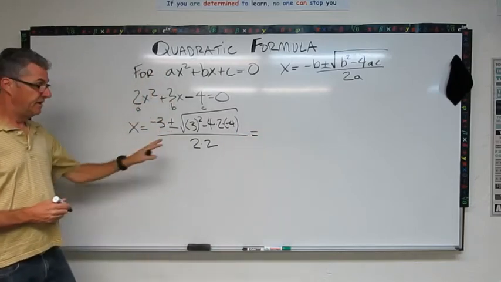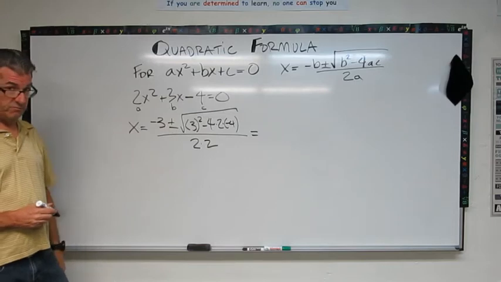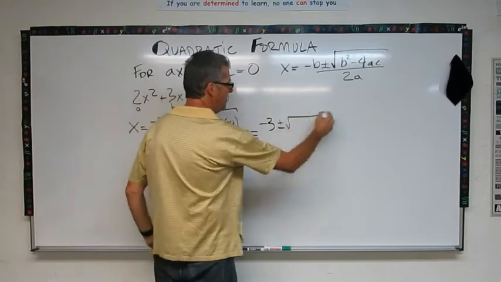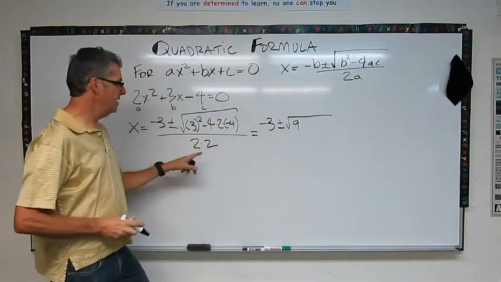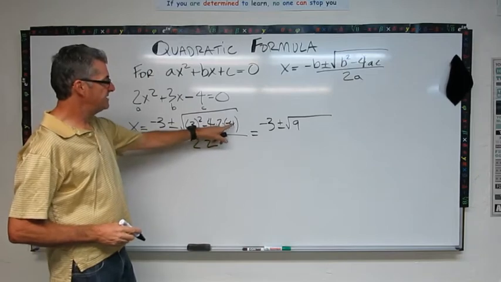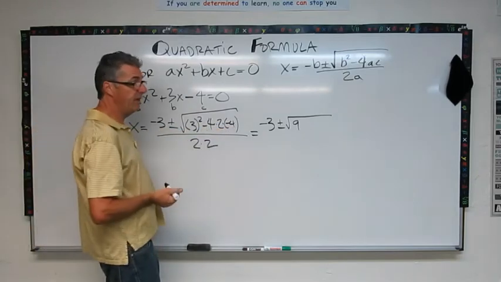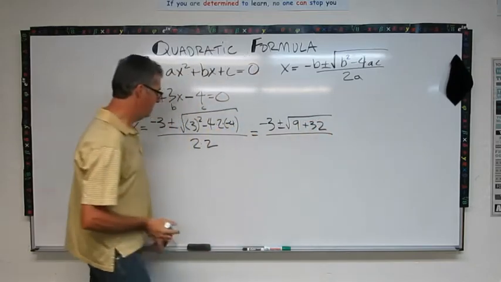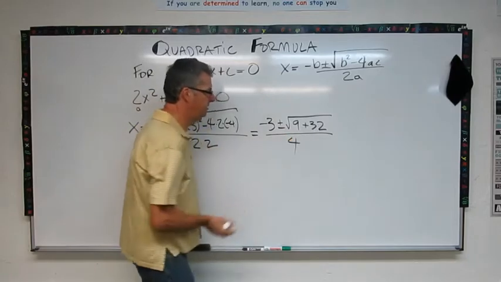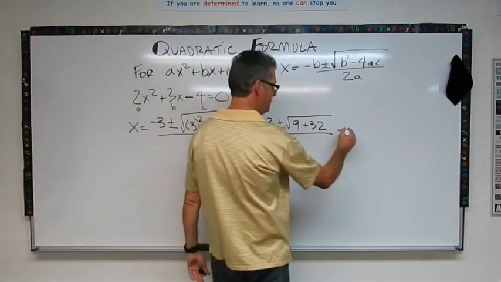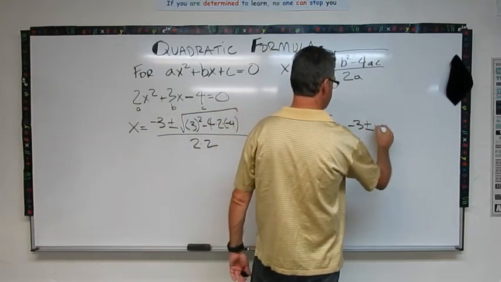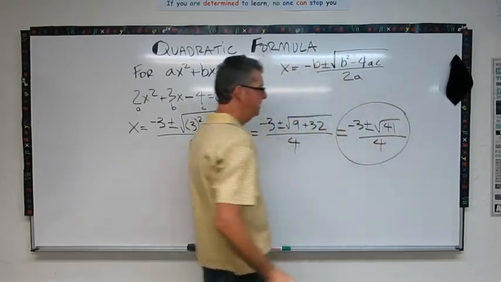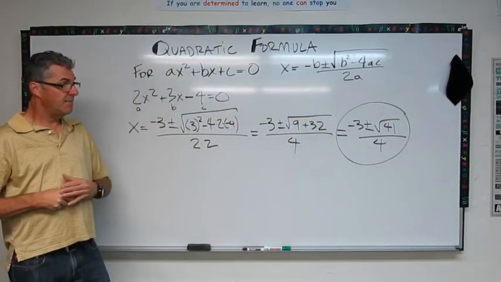Check that step. If you make a mistake there, the rest of your work won't work. Okay, so now I have minus 3 plus or minus the square root of 9, that's 3 squared, minus 4 times 2 times negative 4. So this is going to end up being plus 32, all over 4. One more step. Minus 3 plus or minus root 41 over 4. That's our answer.